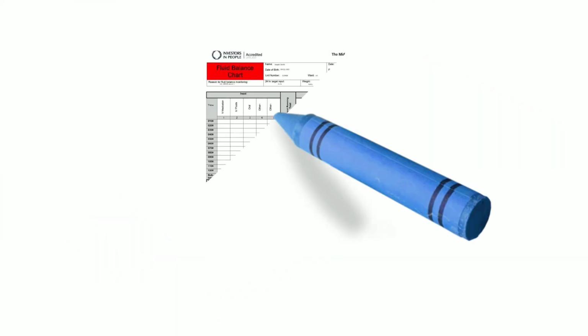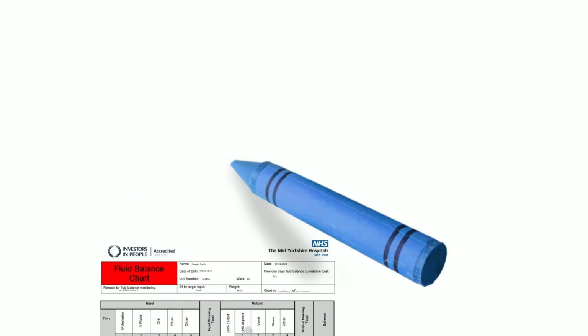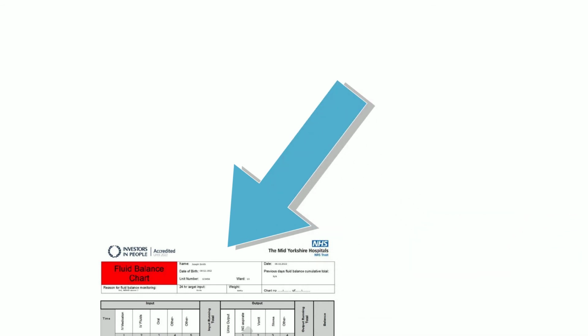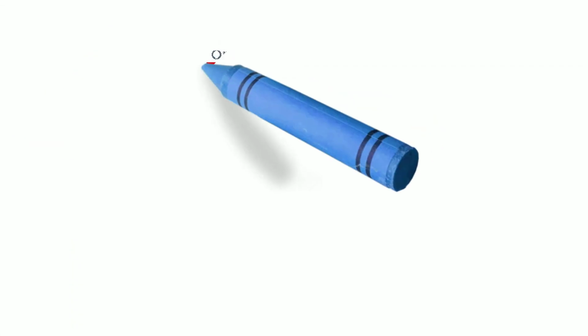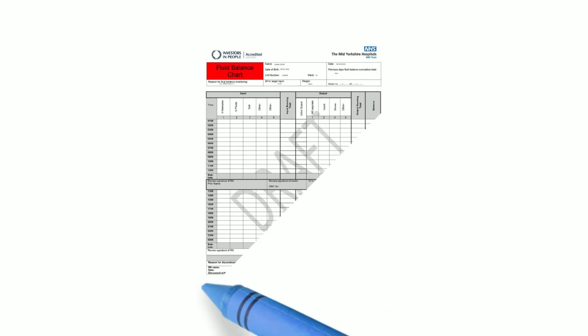The chart on the screen details the new fluid balance chart used within Mid-Yorkshire. Again, like all other trust documentation, ensure the patient's identification label is completed in full. The fluid balance chart has two main sections, input on the left and output on the right.